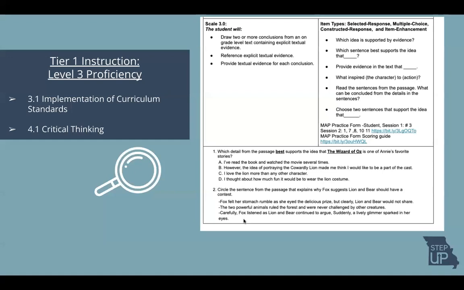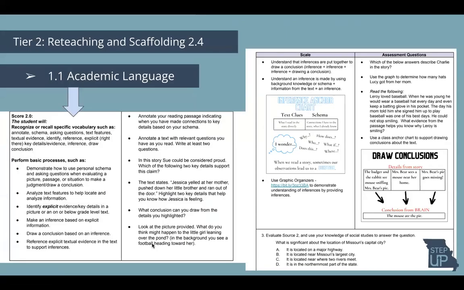So when we look at the level 3 or proficient level, we really want that to be tier 1 instruction or proficiency. And that aligns to the growth educator goals of 3.1, which is curriculum implementation, and then 4.1, critical thinking. The critical thinking for me as an administrator comes in when I hear teachers asking students to think at a proficient level, or I'm using some of these released items so that students can show mastery.